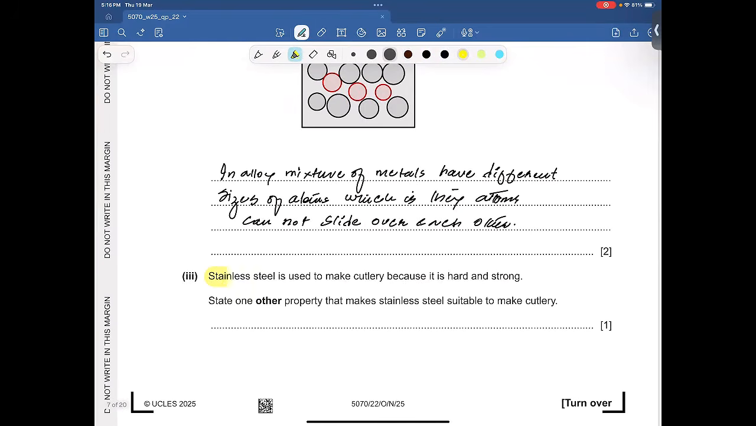Stainless steel is used to make cutlery because it is hard and strong. State one other property that makes stainless steel suitable to make cutlery. Stainless steel is corrosion resistant. It is resistant to corrosion or rusting.